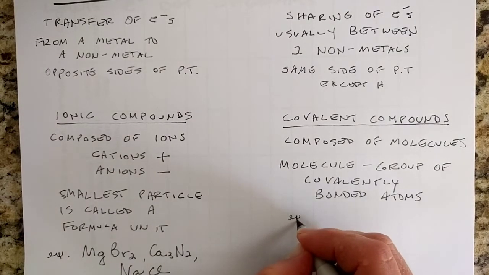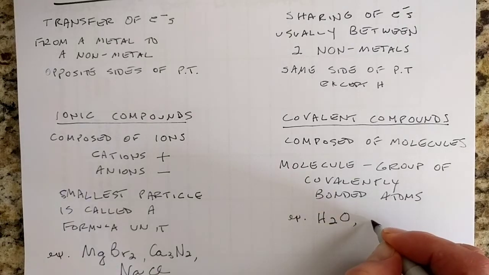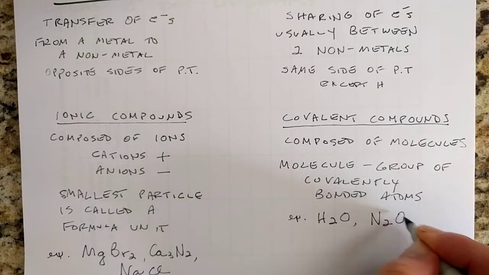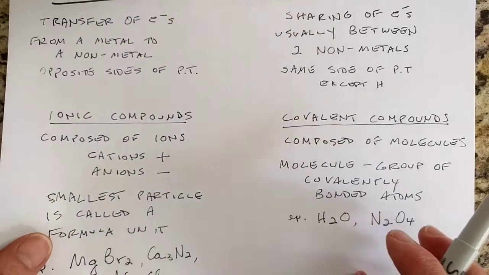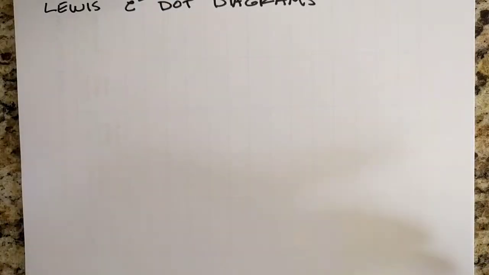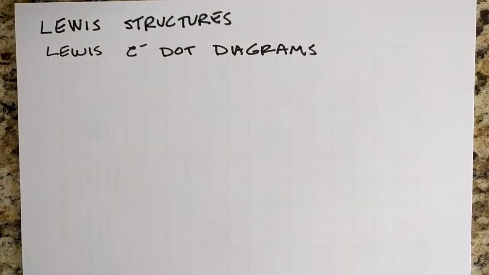So we'll give some examples here. So water, good old water, H2O, and N2O4. So we do not have to have lowest whole number ratio for molecules, but we do always have lowest whole number ratio for ionic compounds. All right, so now let's learn how to draw Lewis structures, also known as electron dot diagrams.